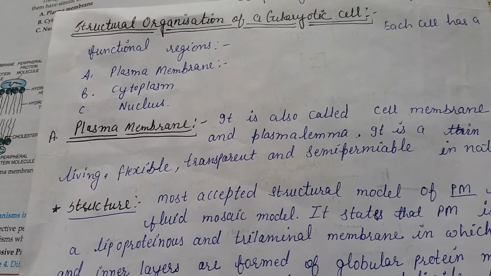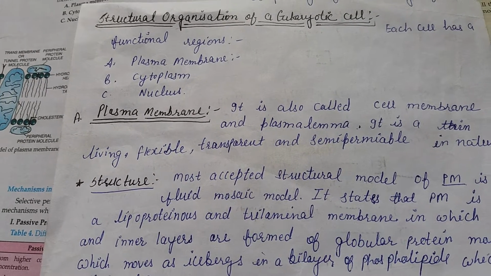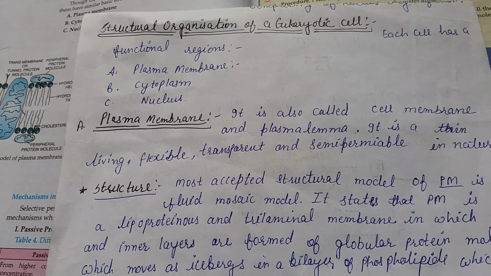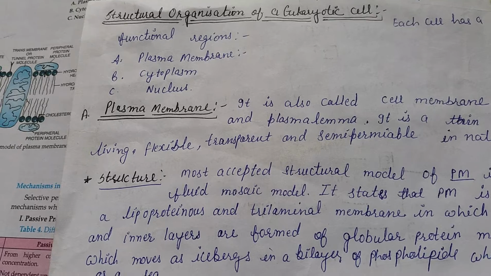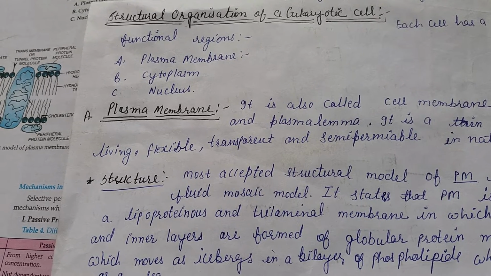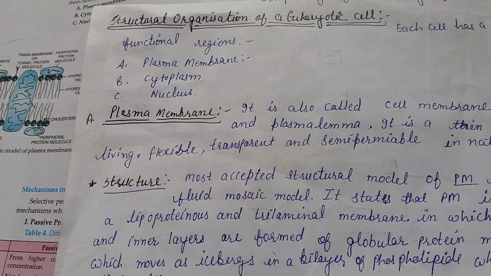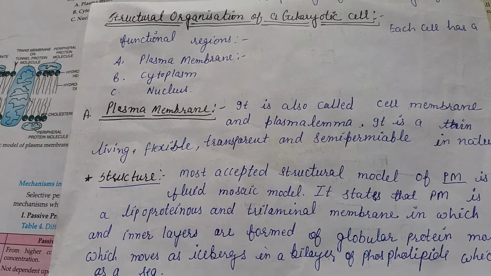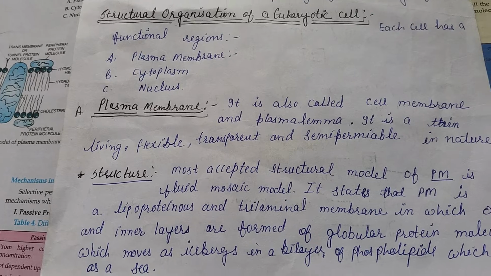Now, structural organization of eukaryotic cell. We all know that cells' shape and size vary, but the structural organization in every cell is almost the same. In the structural organization of a eukaryotic cell, there are three fundamental regions: plasma membrane, cytoplasm, nucleus.